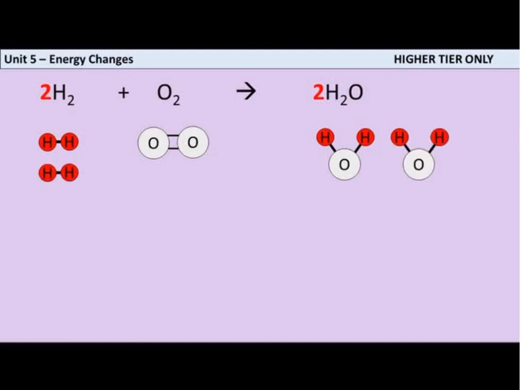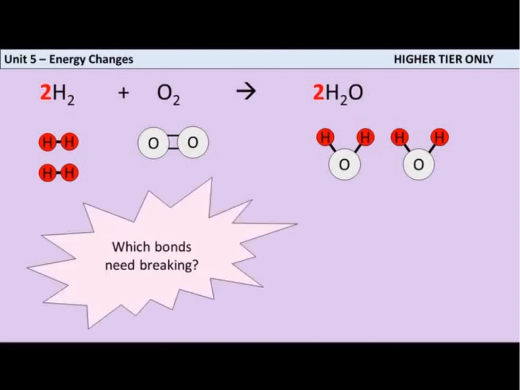So now that I've got the right number of molecules, the first thing I want to be thinking is which bonds need to be broken. So I've got my two hydrogen molecules, each with a single bond in them, and they need breaking. And then I've also got my oxygen molecule, and that contains a double covalent bond which also needs breaking.